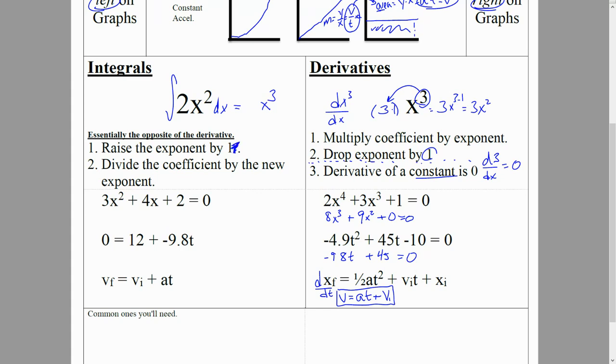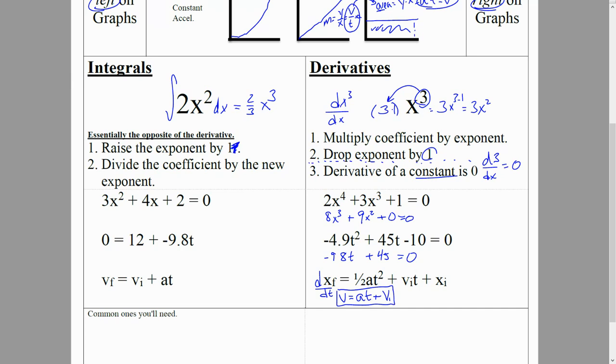Then I'm going to divide the coefficient by the new exponent. So I'm going to take 2 and divide it by the new exponent 3. And one of the ways I can double check myself on this is if I take the derivative of this, I'm going to take the exponent 3 times the coefficient, which will get rid of the 3 here and leave me with the 2 in the front. And then I'm going to drop the power by 1, which would give me the x squared. And so I can tell that I did that correctly.